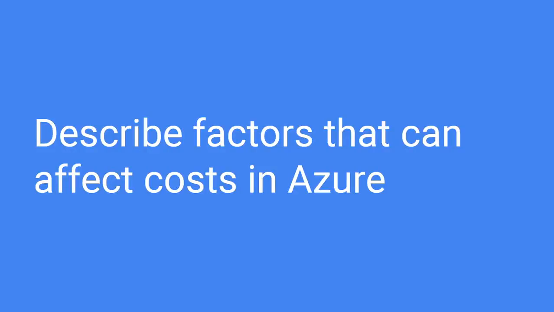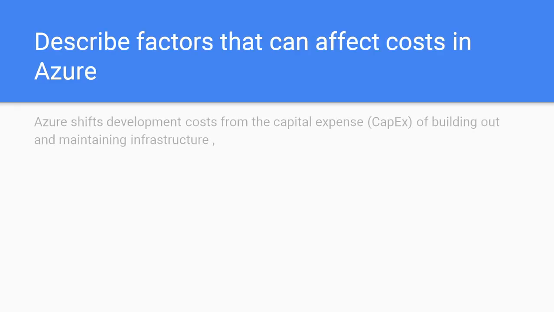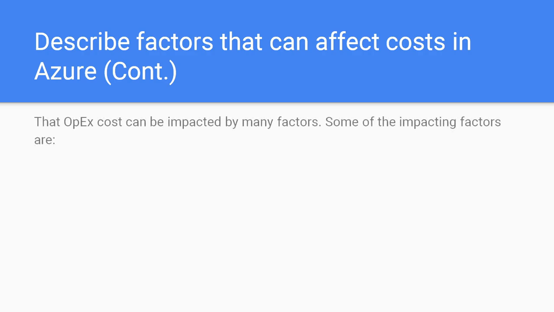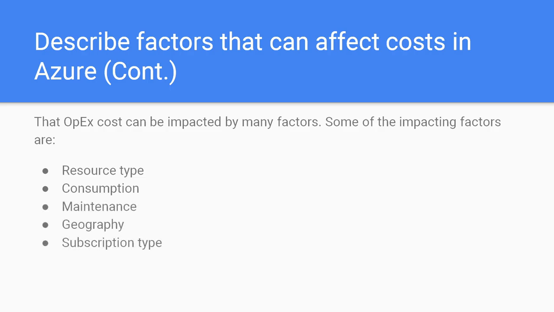Describe factors that can affect costs in Azure. Azure shifts development cost from the capital expense (CapEx) of building out and maintaining infrastructure and facilities to an operational expense (OpEx) of renting infrastructure as you need it, whether it is compute, storage, networking, and so on. That OpEx cost can be impacted by many factors. Some of the impacting factors are resource type, consumption, maintenance, geography, subscription type, Azure Marketplace.